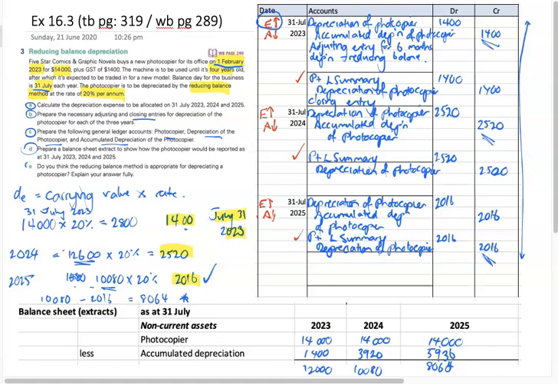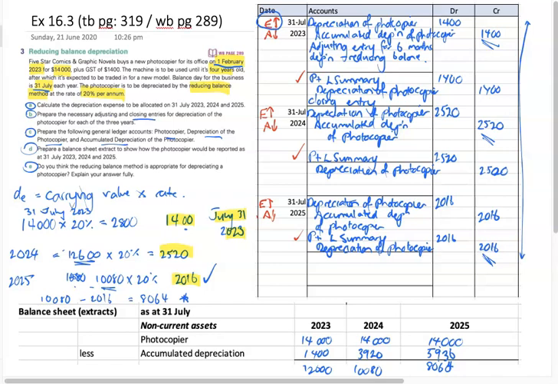Before we move to our ledgers, let's finally do some thinking. Do you think the reducing balance method is appropriate for depreciating a photocopier? Explain your answer fully. We need to think about, is our photocopier's ability to generate revenue equal throughout its lifetime or not? Is it better at generating revenue at the start of its life or at the end of its life? Now, if it's more beneficial at the start and uses up more of its revenue generating potential, then we would use reducing balance, and that is absolutely appropriate here.